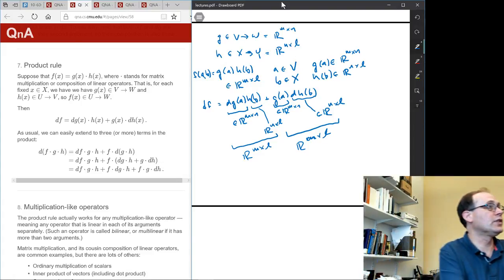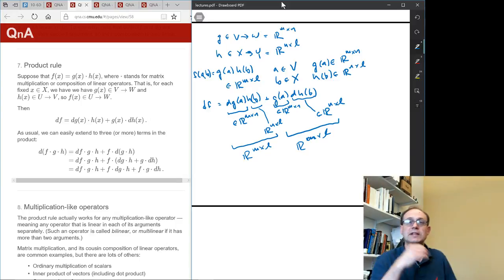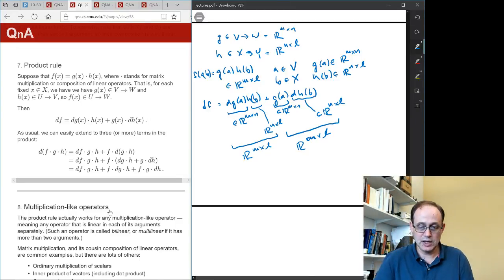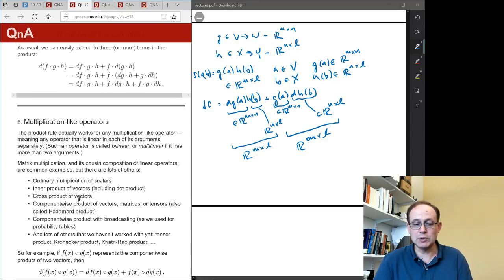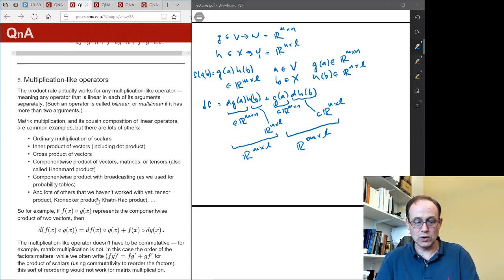Let's see, so there are some more questions appearing. Some specific examples of multiplication-like operators. I mean, there are a bunch of examples here, right? So for example, cross product of two vectors, right? So u cross product v. You would have, or Hadamard product, right, is this example right here.